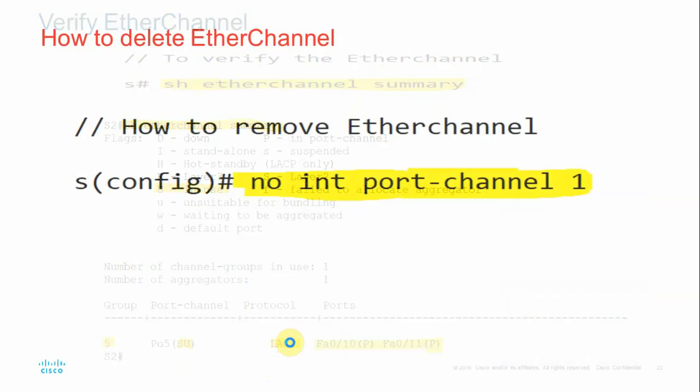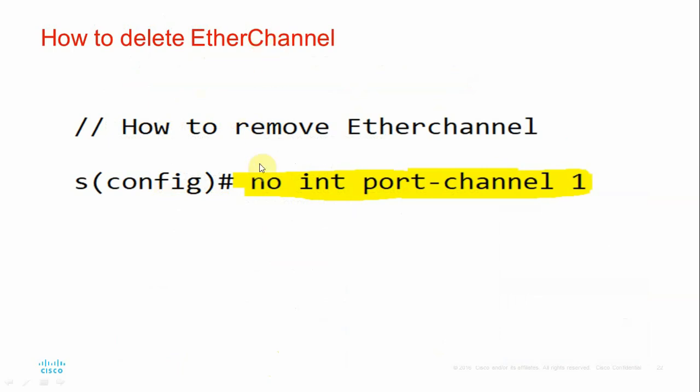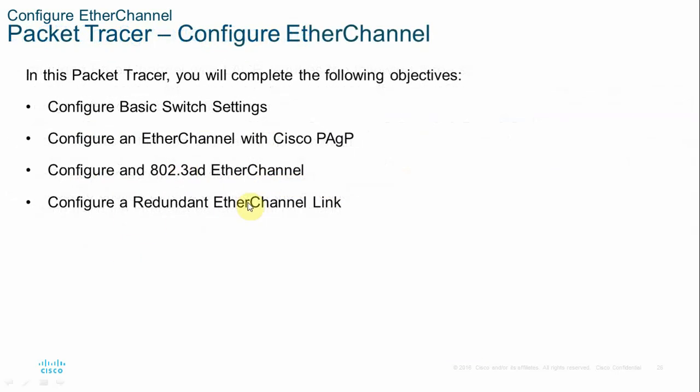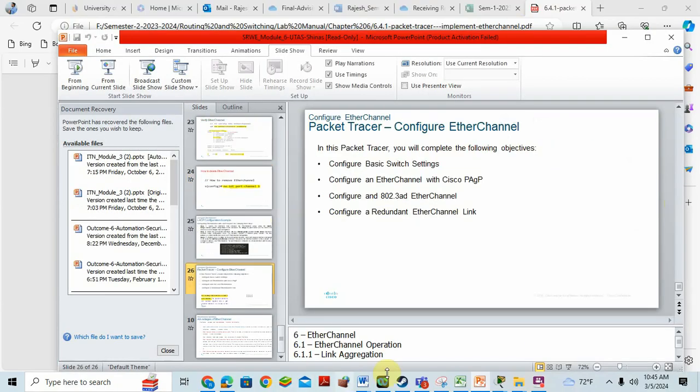Now I'll go for the activity. How do we remove the etherchannel? With no port channel 1, that particular number. Okay, this is the theory part already discussed. Let me go for the activity.